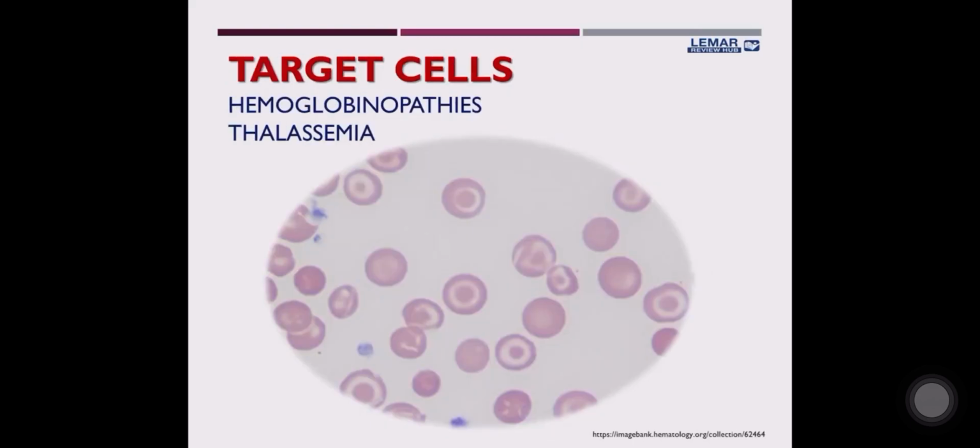Target cell, the Mexican hat cell, podocyte, red cell na may bullseye appearance. They are most characteristic of hemoglobinopathies, thalassemias.